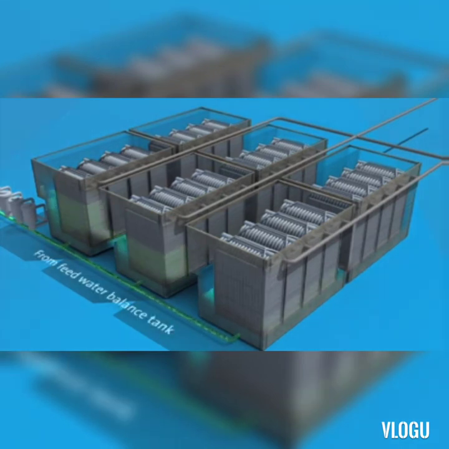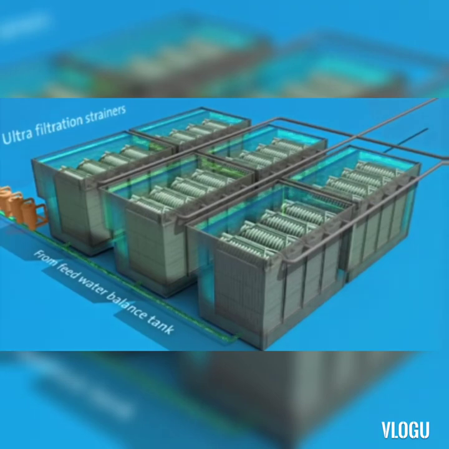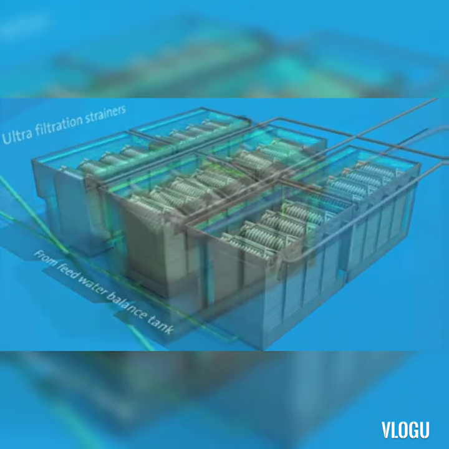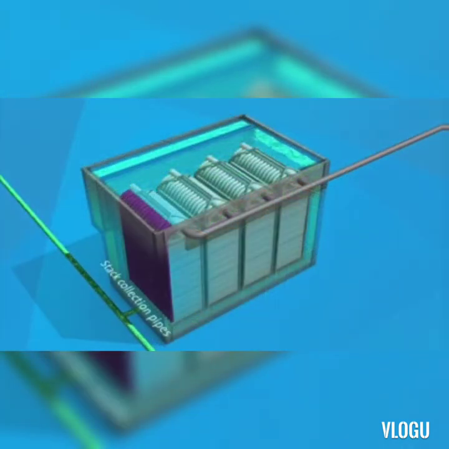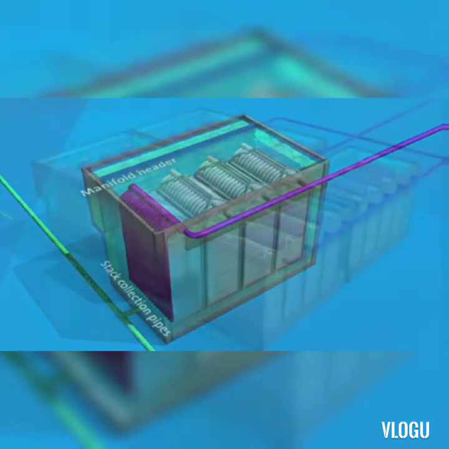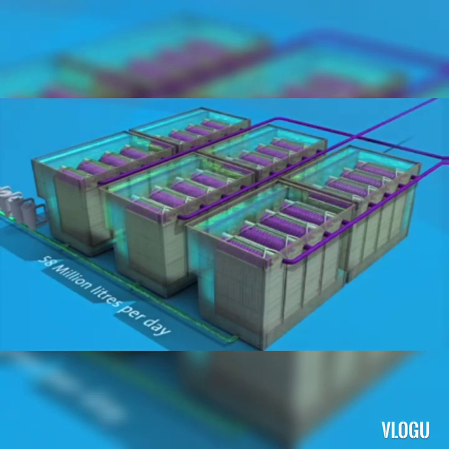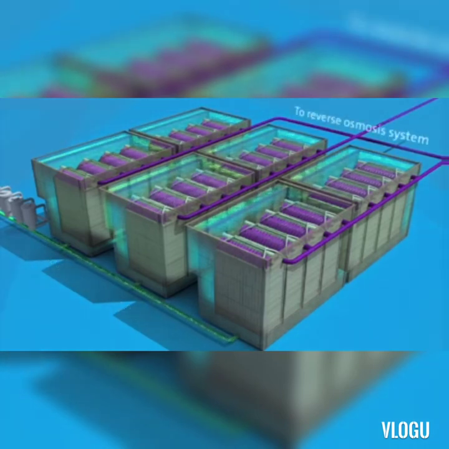Tertiary treated wastewater from the feedwater balance tank is pumped to the ultrafiltration strainers. The ultrafiltration strainers remove solids, such as weeds and plastics, from the wastewater before it enters the ultrafiltration system. Stack collection pipes carry the filtered water, or filtrate, to a single manifold header on the top of each cassette. Feedwater is continually pumped to maintain a constant level in the cells. The St Mary's ultrafiltration system produces 58 million litres of filtrate every day. This filtrate is then sent to the reverse osmosis system for further treatment.